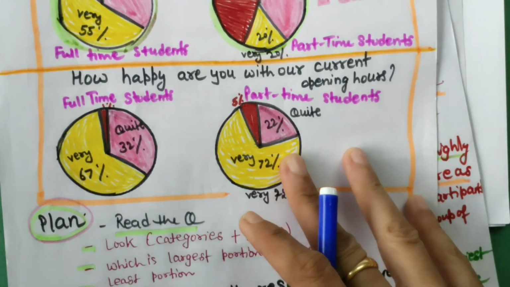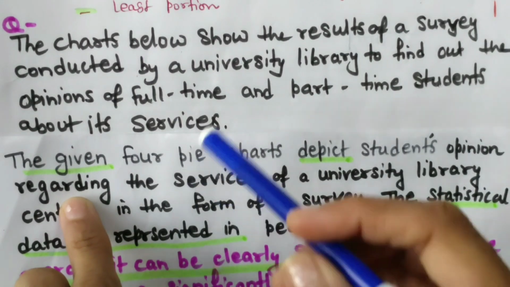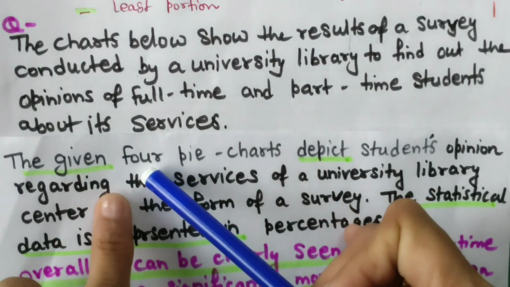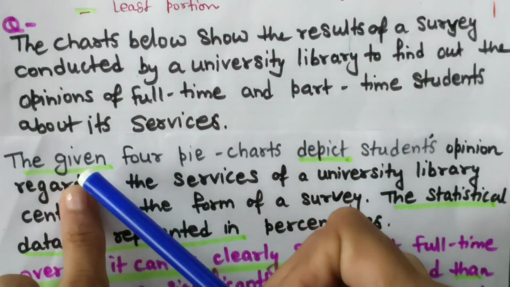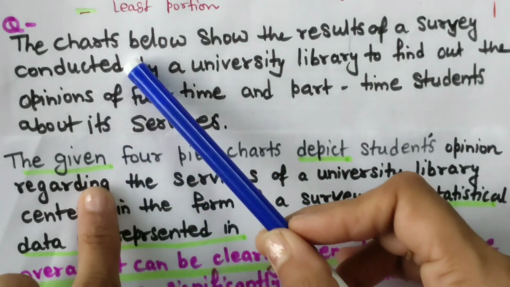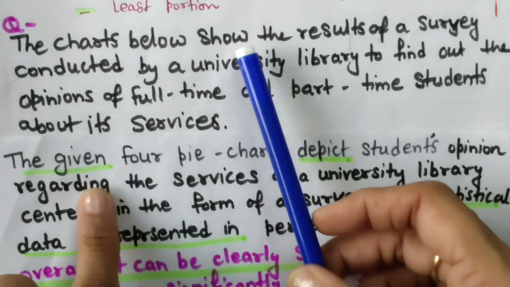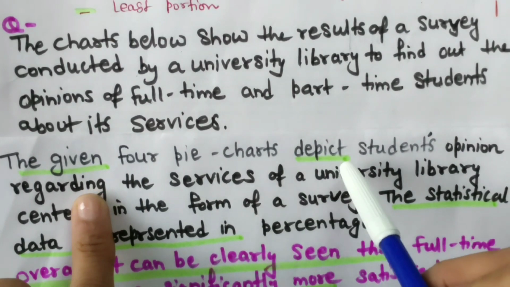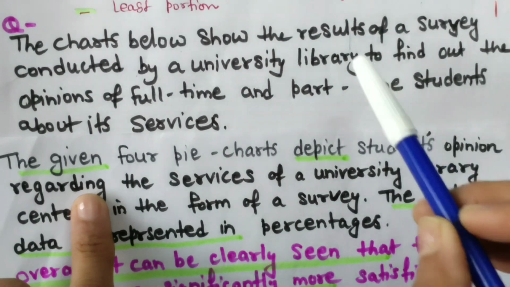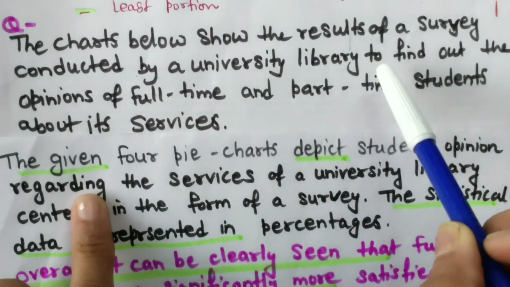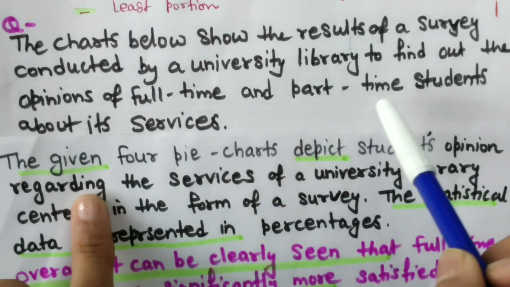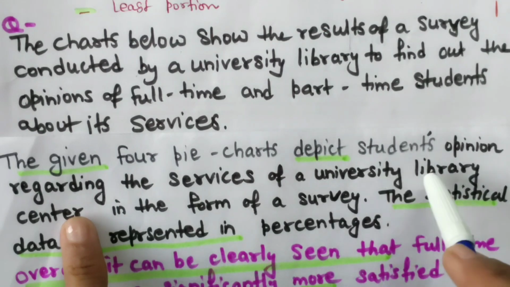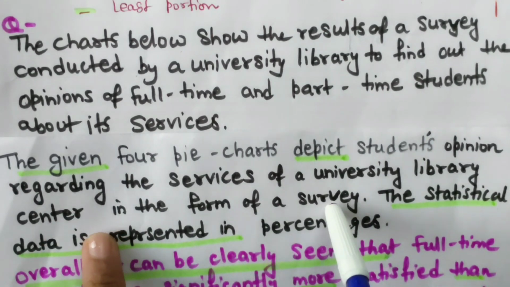Now let's write the introduction. Introduction means you have to paraphrase the question statement, but something you should add. So we know there are 4 pie charts. So I have written the given or the presented 4 pie charts. Here they have given only charts, so instead of show, we will write depict or illustrate, anything you like. So the 4 pie charts depict students' opinions, the results of a survey conducted by a university library to find out opinions of full-time and part-time students. Okay, so we know this is students' opinion regarding the services of a university library center in the form of a survey.